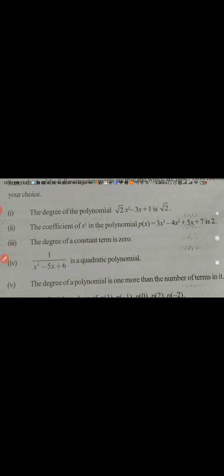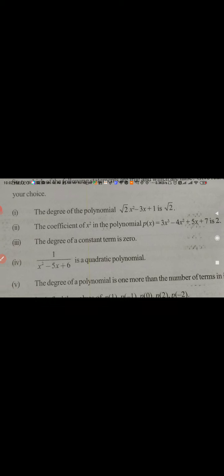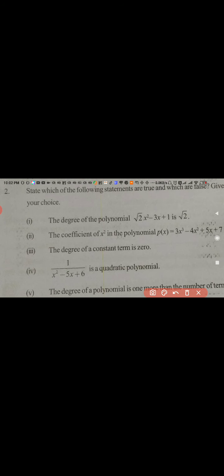Now, the degree of constant term is 0. Yes, it is. Why? Because a constant term, 5, can be written in the form of x power 0 into 5. So here the power of x is 0. So the degree of a constant term is always 0.